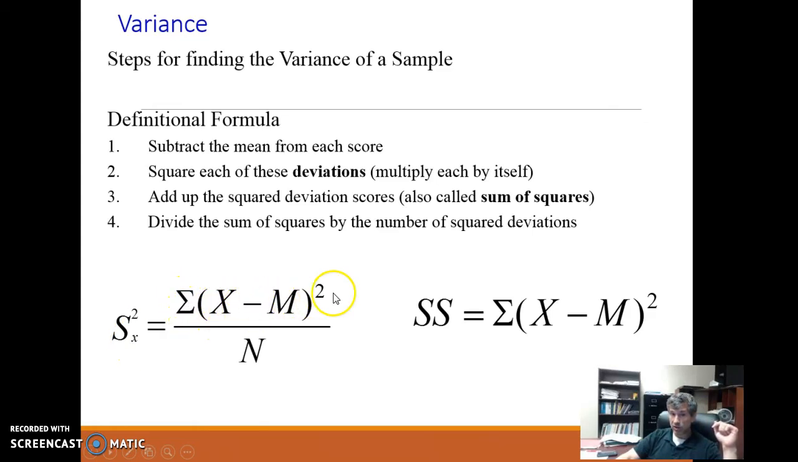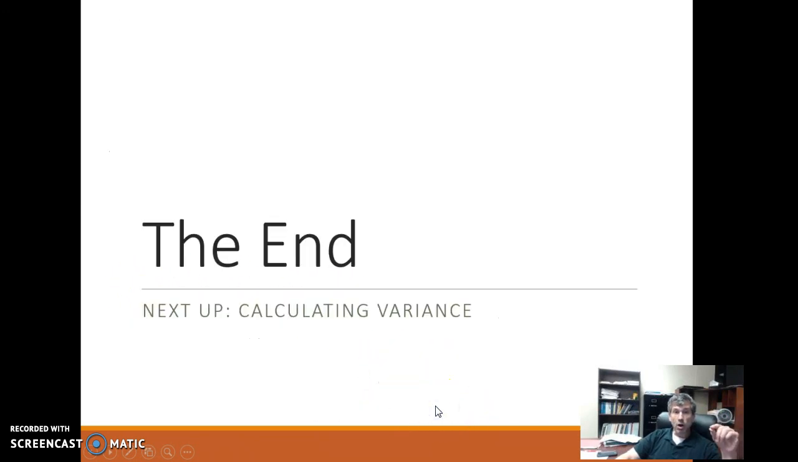So here's that exact same formula here. Deviation scores in the parentheses, squared. We square each one, we add them all up. That's our sum of squares. We divide by the number of scores. Here's that same formula, but this has been shortened to just the sum of squares. So next up, we are going to practice calculating variance, both with that formula and a second version that is designed to be a little bit quicker and more efficient. See you there.